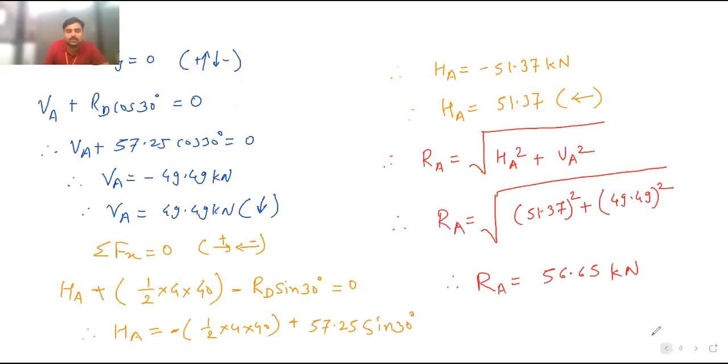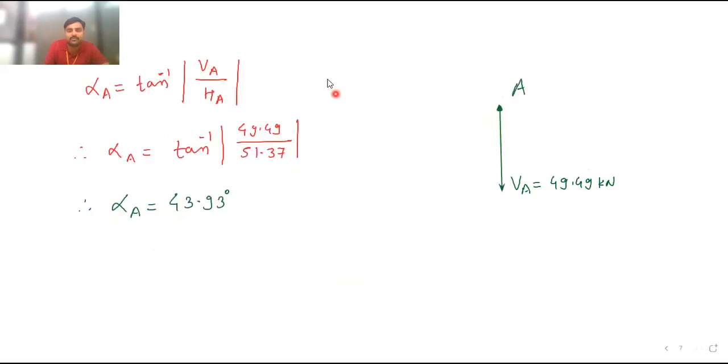Then HA. This is the horizontal reaction which is moving towards left. 51.37 moving towards left. So this is HA, 51.37 kilonewton moving towards left. Now complete the parallelogram, and now draw the diagonal. This is the diagonal. So this is your RA.